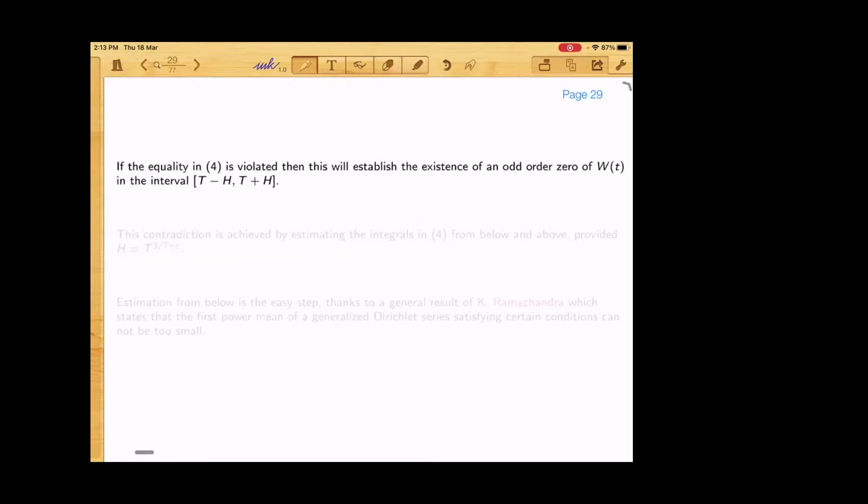So the entire thing is now how to show that the equality is violated, and for what h one can show it. The contradiction is achieved by estimating the integral from above and below, provided h is 3/7. This is the recent Stefan and Usha's result. All right. But we will describe 5/11 first.